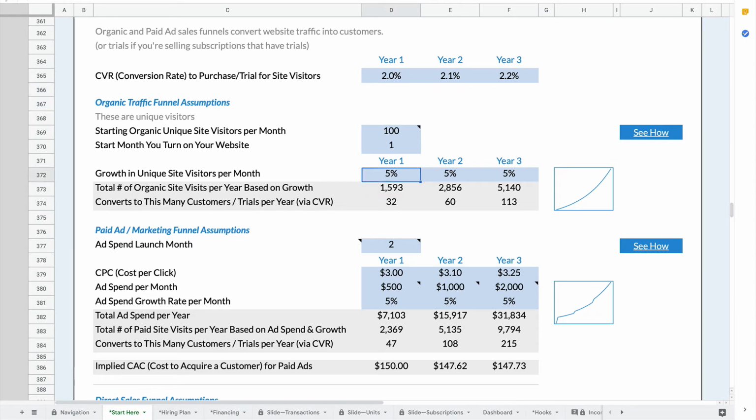I can also change the growth rate. So let's say I change this to 10%. Now I'm getting many more visitors in year 1, which is giving me more customers, and that increases my numbers for years 2 and 3. So you can play with these numbers.